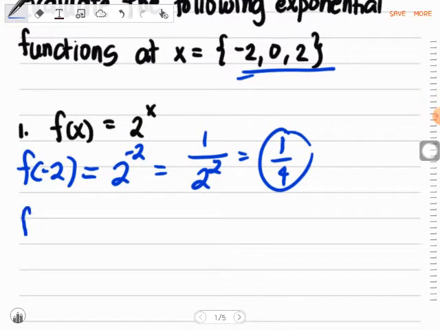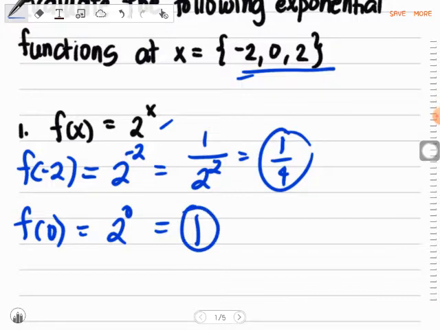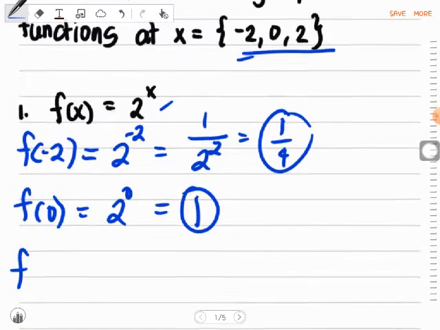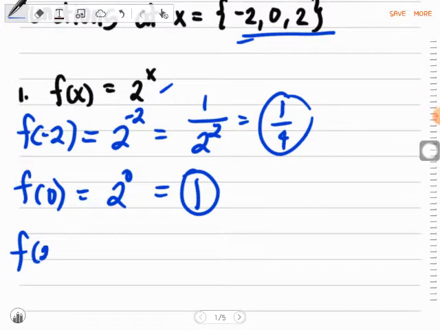So second is f of 0, wherein we have 2 raised to 0. According to our exponent rules, anything that is raised to 0 is equal to 1. So we have the second answer. And lastly, for 2, we have 2 raised to 2, that's equal to 4.